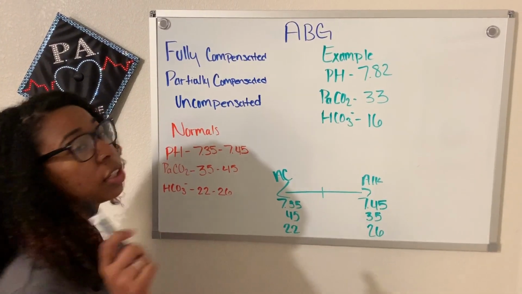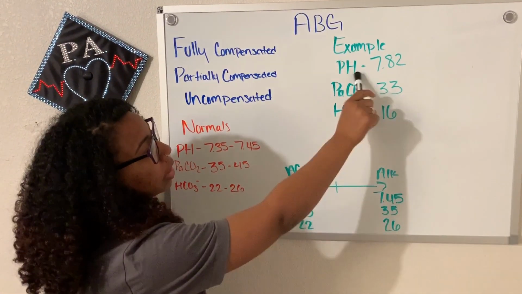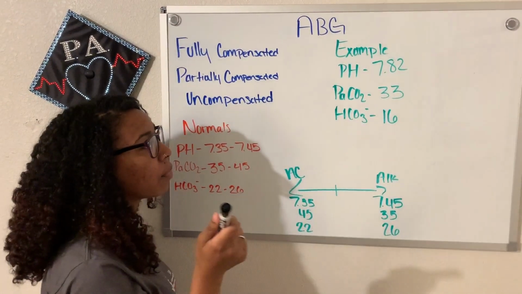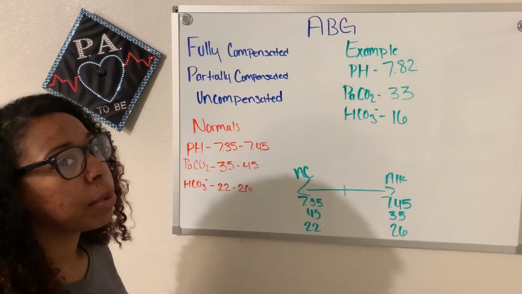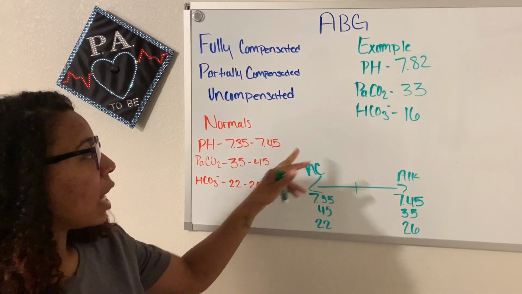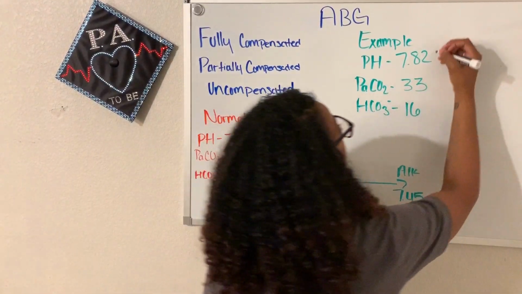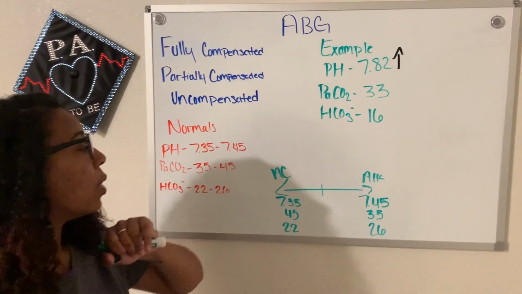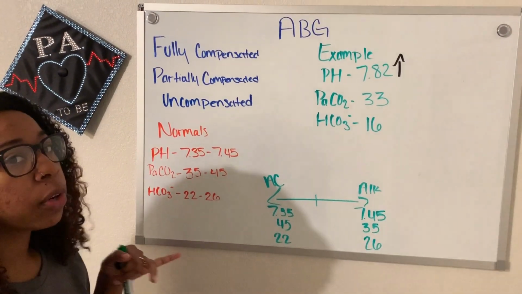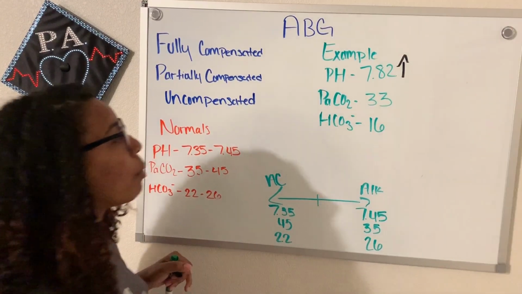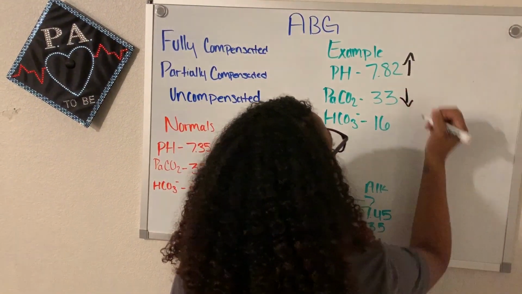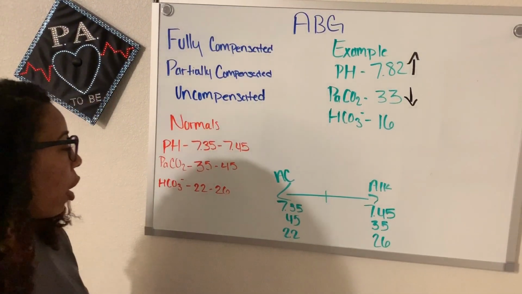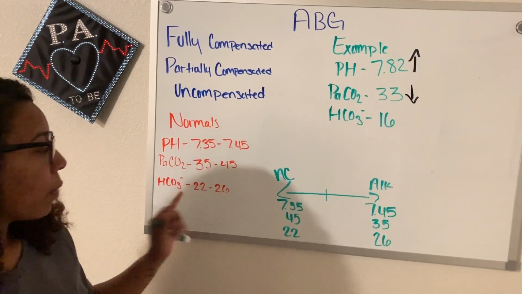All right, guys, so this is our new question. pH is 7.82. Now, is that normal or abnormal? We can clearly see that that's abnormal and it's increased. So we're going to draw an arrow up showing it's increased. PaCO2 is 33. Is that normal or abnormal? Abnormal. So let's go ahead and draw our arrow down. Bicarb, is it normal or abnormal?